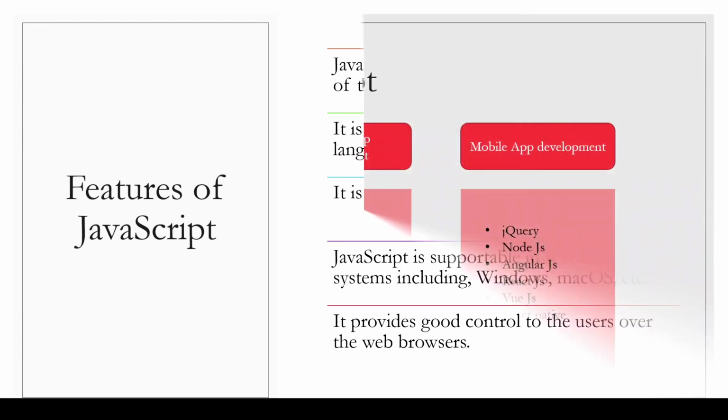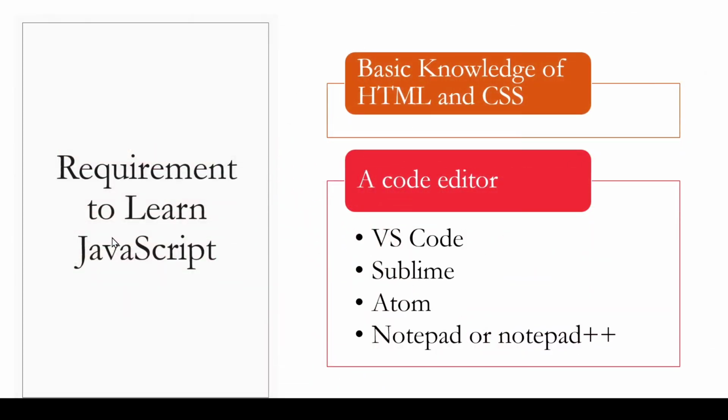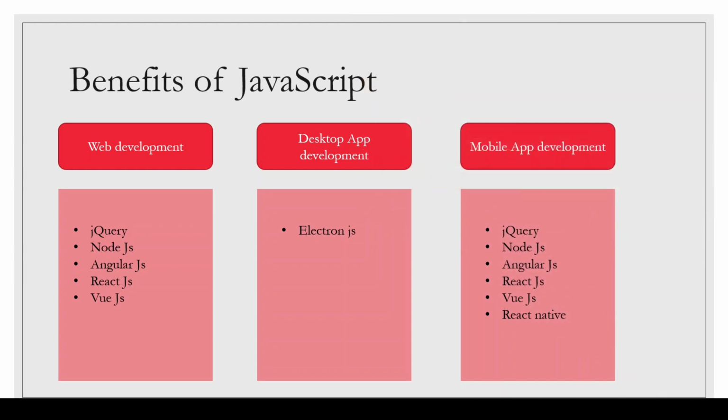If you learn JavaScript, you can switch to web development, desktop app development, mobile development. These are the libraries that you have to learn to become a web developer. For desktop, there is Electron.js, and for mobile, there is another one, React Native.